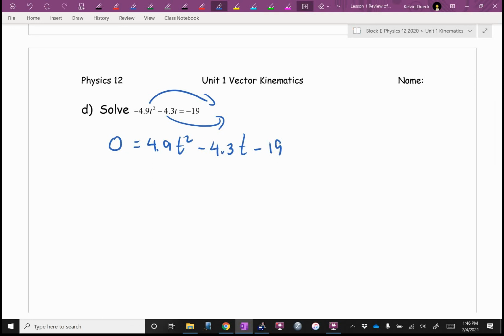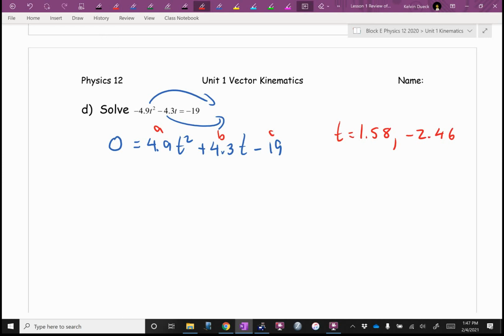Oh, hang on, I made a mistake. That should be positive. Sloppy me. 4.9t squared plus 4.3t minus 19. So that's A, that's B, that's C. What'd you get? 1.58 and negative 2.46. Can I get a confirmation on that with a solver? Yeah? Yep. So those of you that are doing these by hand or with a solver, if you want one more for practice here, although I'm also going to give you a bunch in the homework.